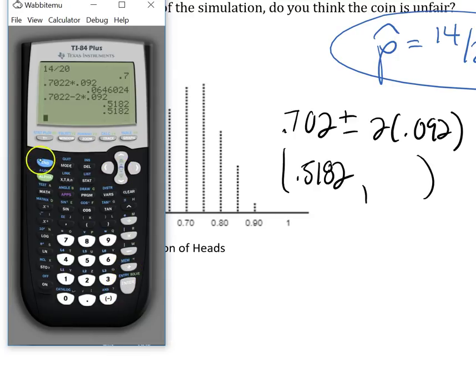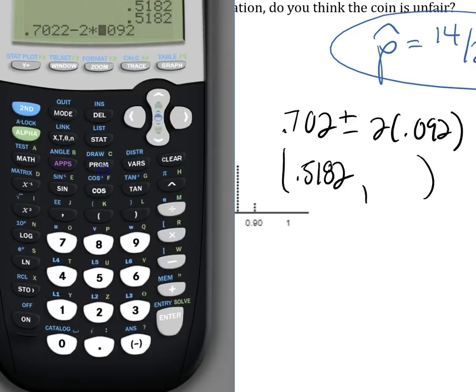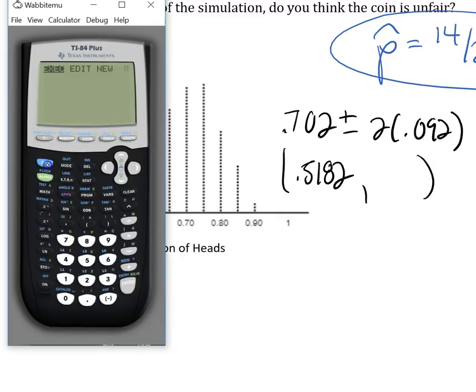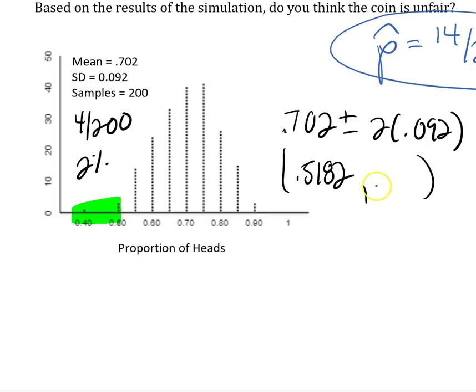I just realized there's another number in here. I didn't mean to do that. Oh, come on. I'm really struggling with my online calculator today. Okay, 0.702 minus that, so 0.518. Change that to a plus, 0.886. That doesn't actually belong there.